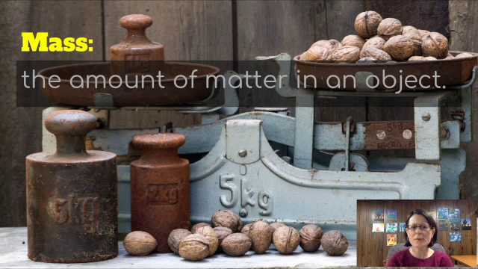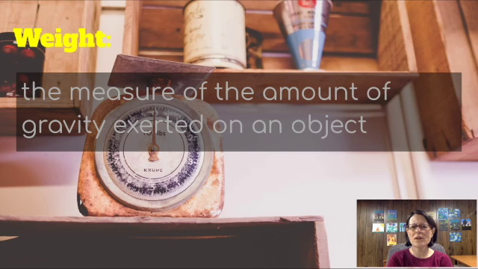So going further, mass is the amount of matter in an object. The units of mass we will use include, as is written there, kilograms and also grams. We also talk about weight. Weight is the measure of the amount of gravity exerted on an object. A lot of times we use these terms interchangeably, but we should not, because mass is the amount of matter, while weight is actually a force acting on the object.